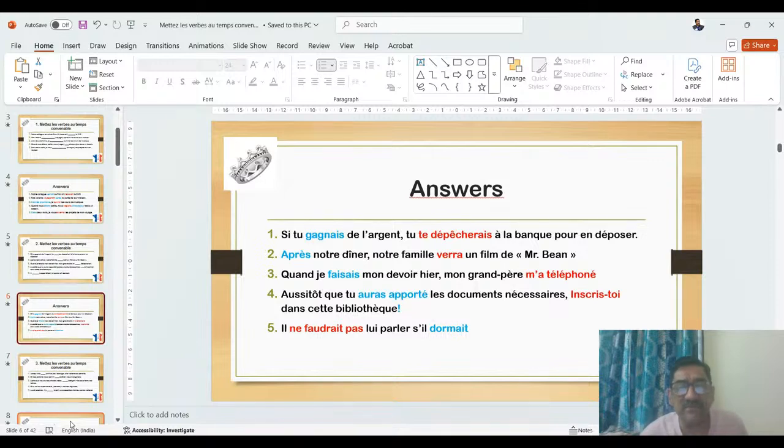Quand je faisais mon devoir hier, mon grand-père m'a téléphoné, past tense, and the whole sentence is in the past because yesterday has come. And the fourth one is aussitôt que, immediately followed by future anterior. That is a clue given there. And there is no subject given there, so I put imperative because I see that exclamation mark. Then the final sentence is si plus imperfect, so I have conjugated it to conditional.